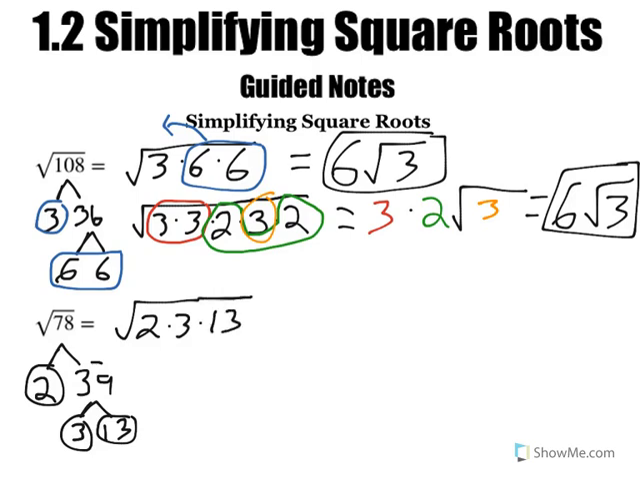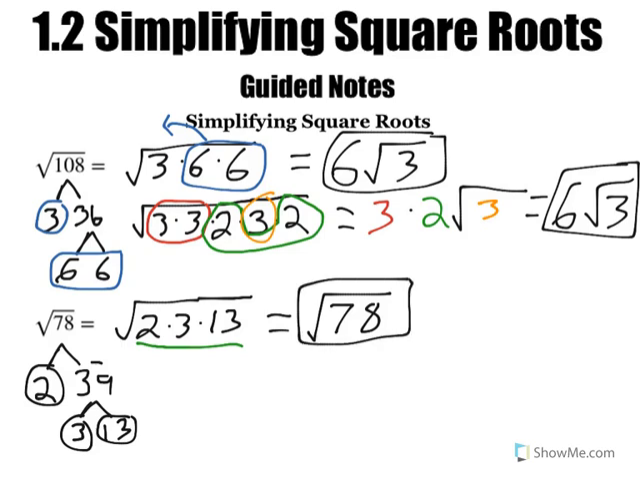Those are all prime numbers. However, notice we do not have any pairs. There's no number being multiplied by itself inside this square root. So in this case, we say that this square root cannot be simplified, and we leave it exactly how we started, the square root of 78. We don't have to change it at all.